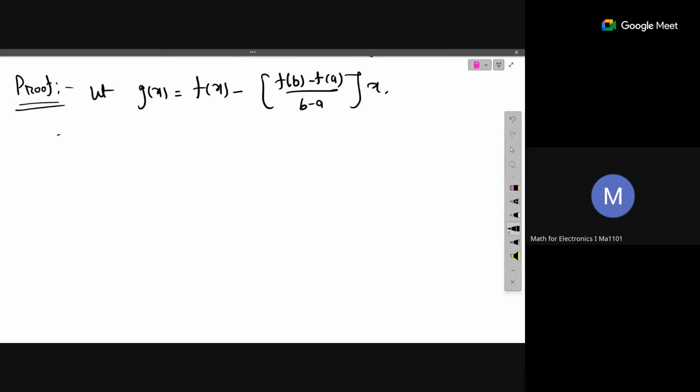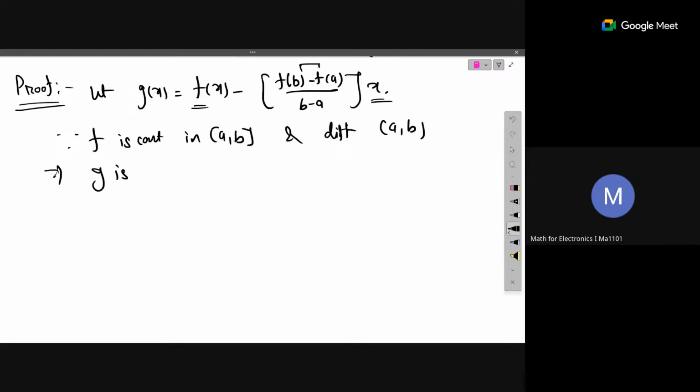Okay. Now since f is continuous in the closed interval [a, b] and differentiable over the open interval (a, b), it simply says that g is also continuous, because g is nothing but a combination of f and a linear function, right? This quotient is nothing but a constant. So g is continuous in the closed interval [a, b] as well as differentiable over the open interval (a, b).